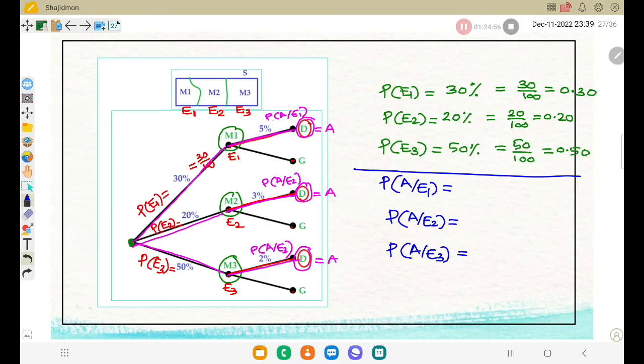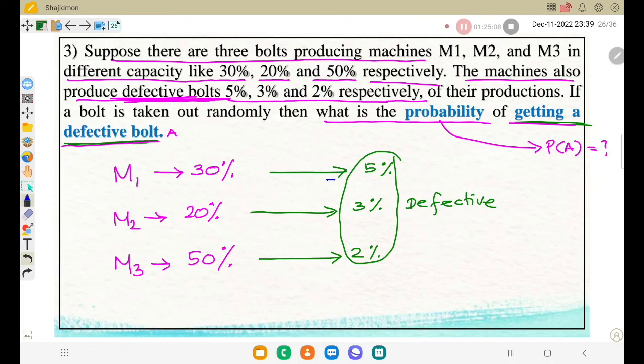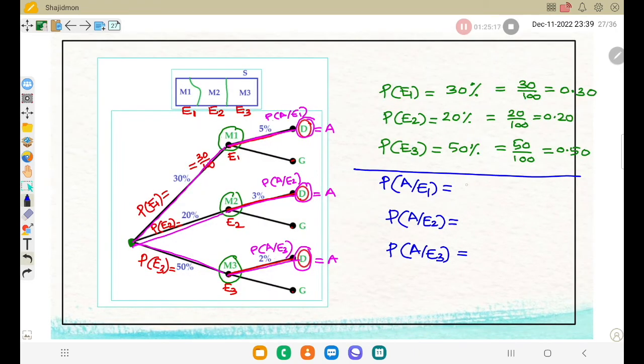Okay. Now let's see A given E1. What is the meaning A given E1? Probability of defective bolt from machine 1, correct? Defective bolt from machine 1 we have written here. See how much percentage defective from machine 1? 5%. Machine 2 how much? 3%. Machine 3 2%. So here 3% it is given in the question.